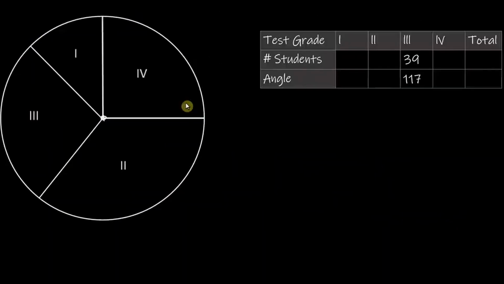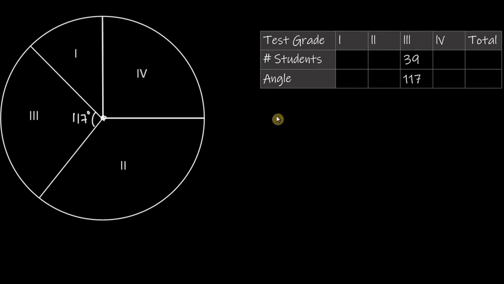So in question 5b, we're given a question and the data is presented in a pie chart. We're told that the number of students who took an exam received grades 1, 2, 3, or 4, and the number of students who actually received a passing grade of 3 was 39 students, and that represented an angle of 117 degrees. So we can write in our pie here that 39 students is represented by 117 degrees.